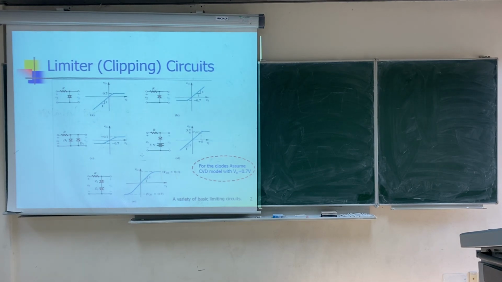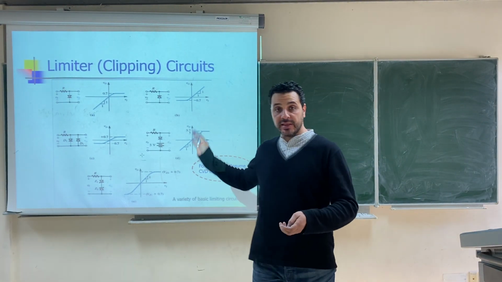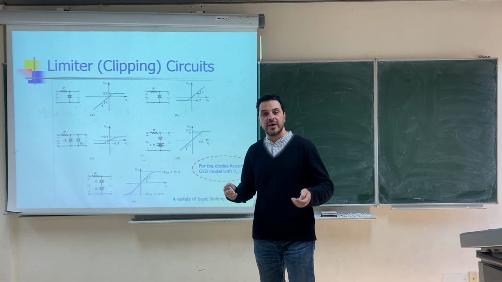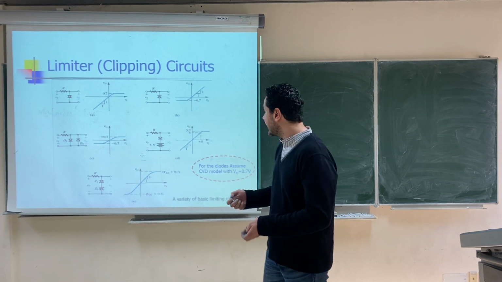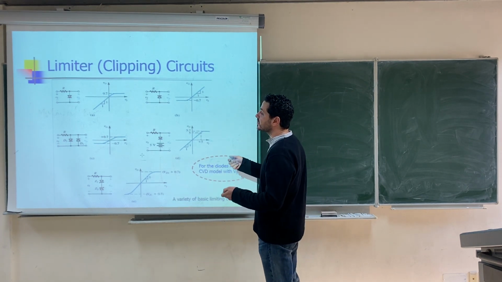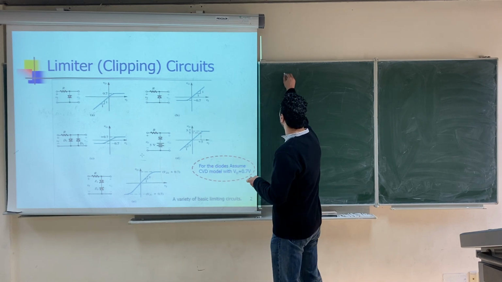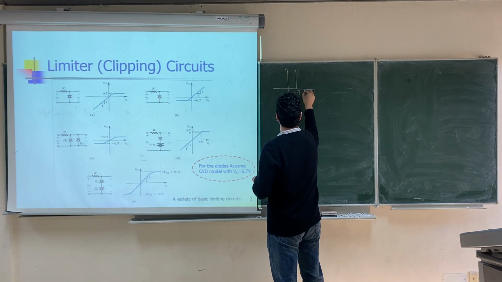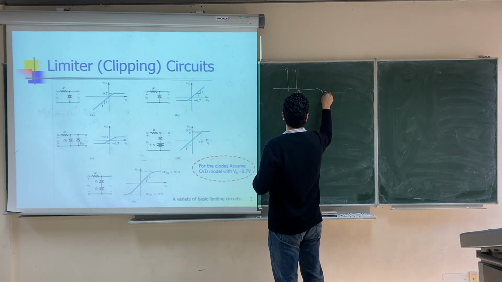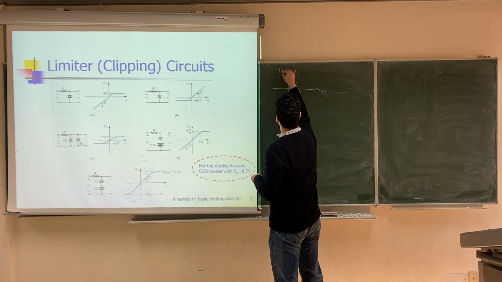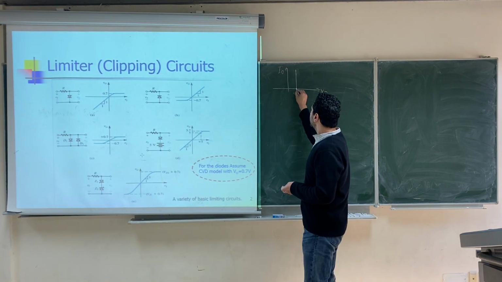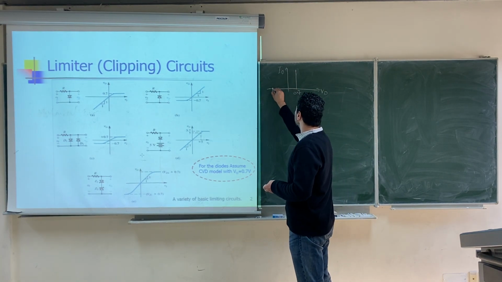Some more examples on the limiting or clipping circuits, but here in these examples we are going to consider practical diodes with constant voltage drop model. So we'll assume that the diode operates if the voltage across it is higher than, let's say, 0.7. So we'll assume here constant voltage drop model for the diode, which means that the diode will be on if V diode reaches 0.7. If the voltage across the diode reaches 0.7, it will be on. If the voltage of the diode is less than 0.7, then the diode will be off.